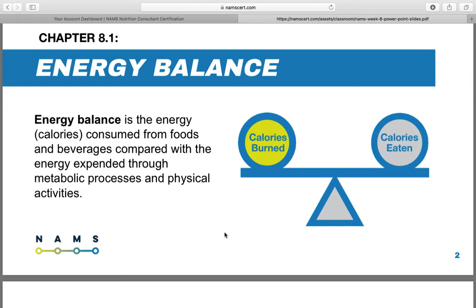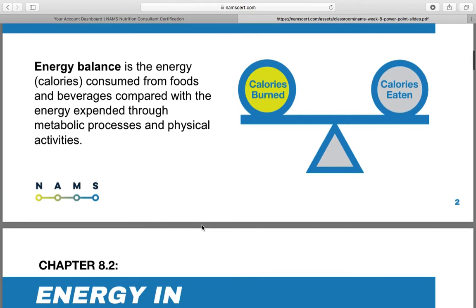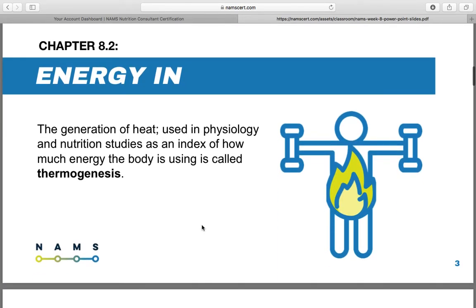And what I suggest is on your slides, just copy down your definitions that will be over here on the left-hand side. So with energy balance, it is the energy, calories consumed from foods and beverages compared with the energy expended through metabolic processes and physical activities. Energy in. The generation of heat used in physiology and nutrition studies as an index of how much energy the body is using is called thermogenesis.